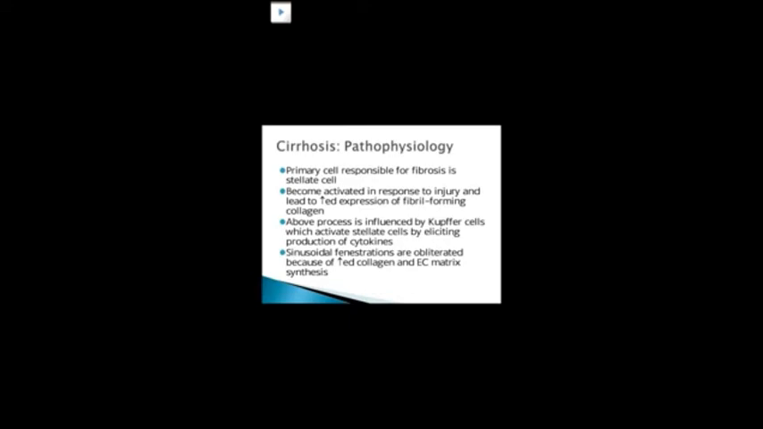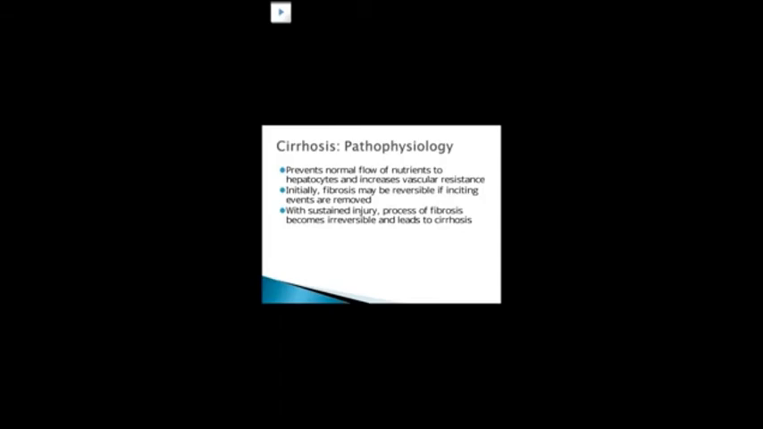So there is increased collagen and extracellular matrix synthesis. It prevents normal flow of nutrients to the hepatocytes. So when there is extensive fibrosis, it obstructs the normal flow of nutrients and increases vascular resistance. Initially, fibrosis may be reversible when these particular inciting agents are removed. With sustained injury, the process of fibrosis becomes irreversible and leads to cirrhosis.